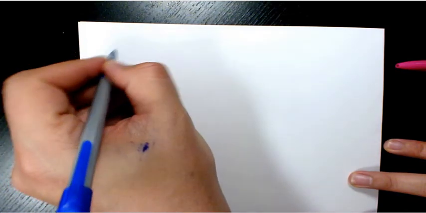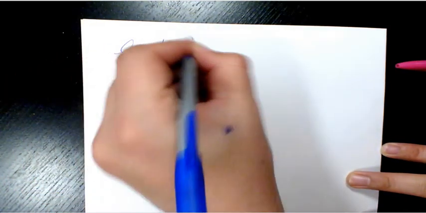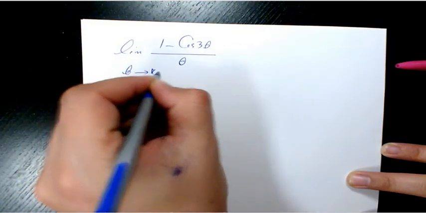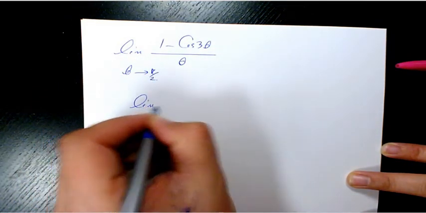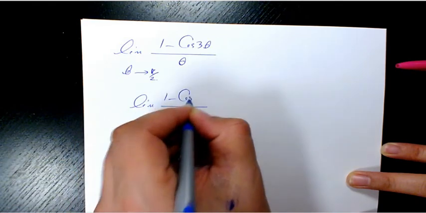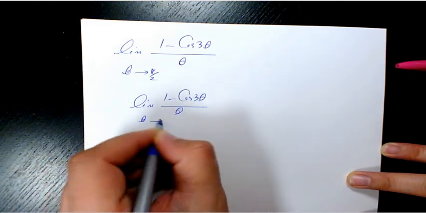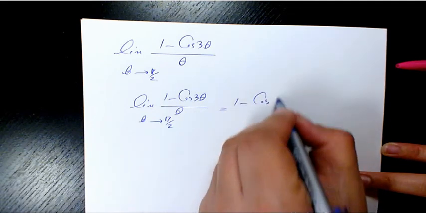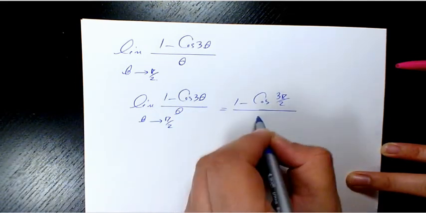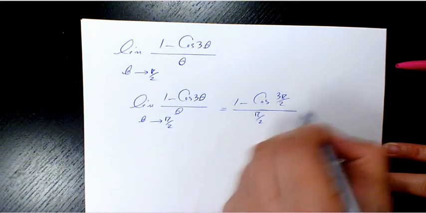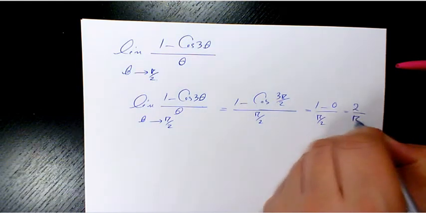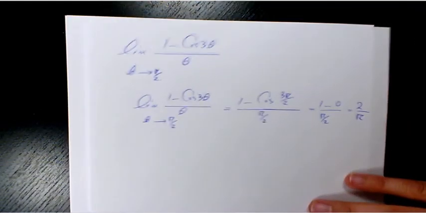And the last one says the limit of 1 minus cosine 3 theta over theta when theta is approaching pi over 2. So we can say that it is going to be 1 minus cosine 3 pi over 2 over pi over 2, which is going to be 1 minus 0 over pi over 2, which is 2 over pi. So that's the final answer.